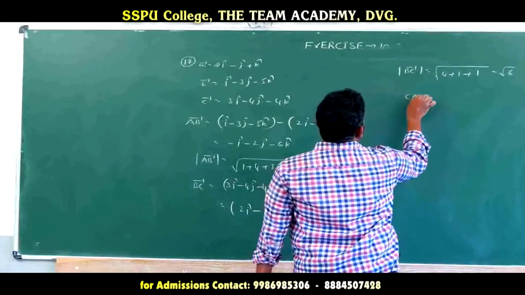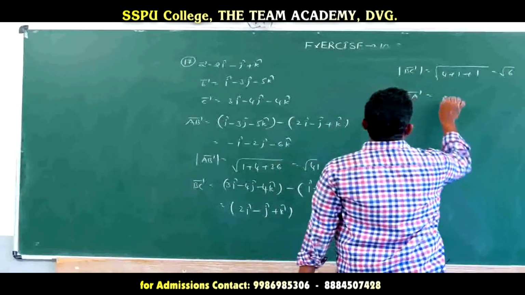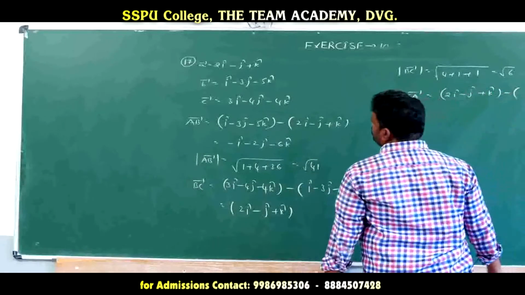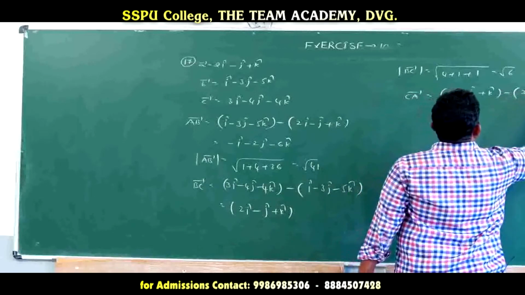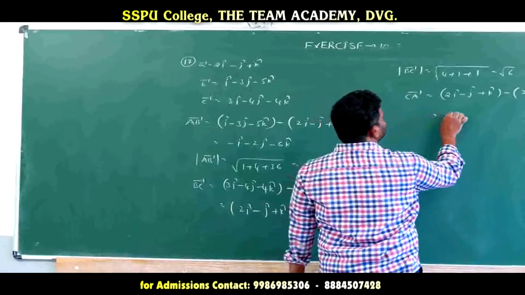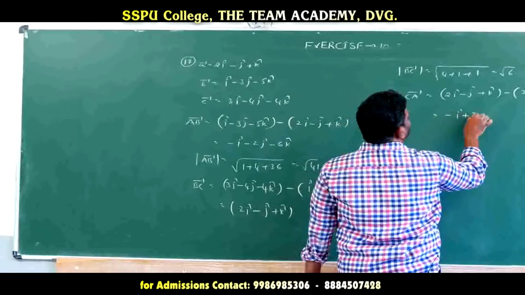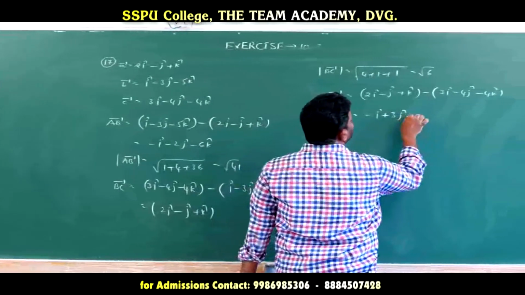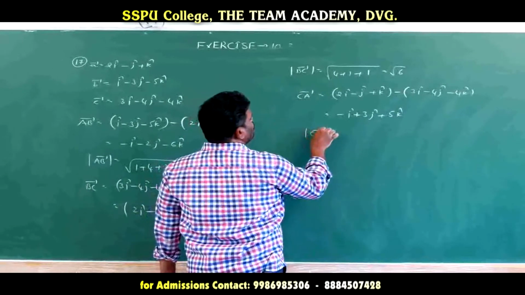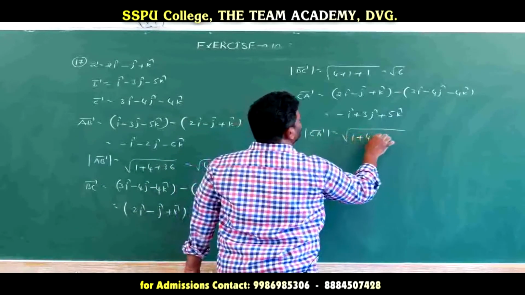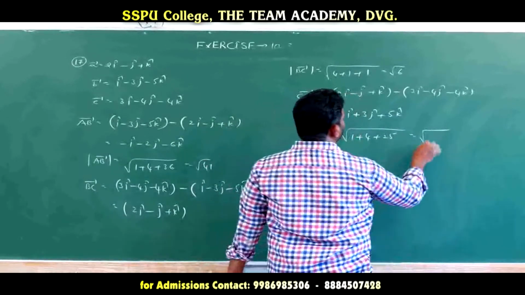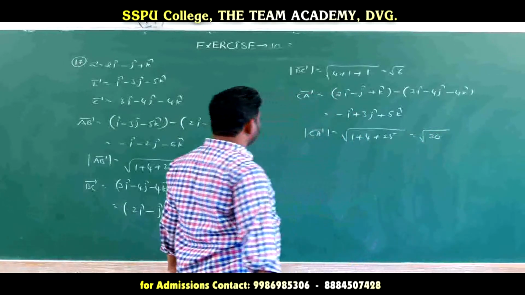Next, the CA vector: A minus C, so 2i cap minus j cap plus k cap minus the C vector 3i cap minus 4j cap minus 4k cap. That is 2 minus 3, so minus i cap, plus 3j cap, plus 5k cap. Now applying the magnitude, the magnitude of CA is the square root of 1 plus 4 plus 25.